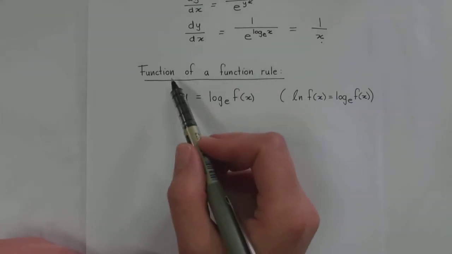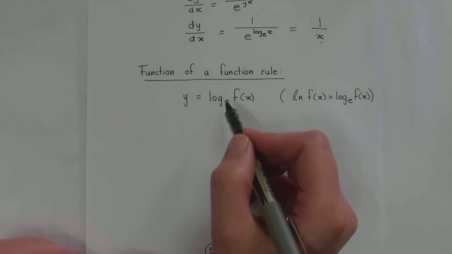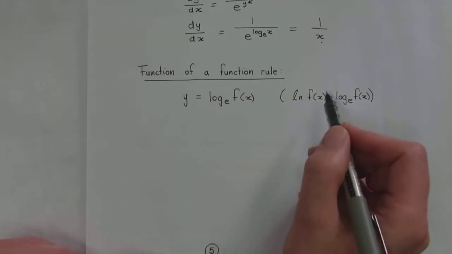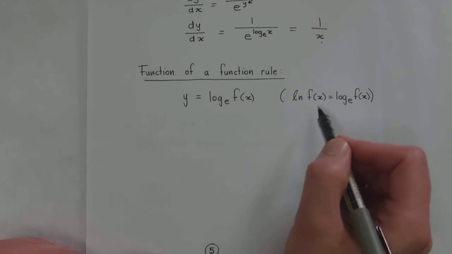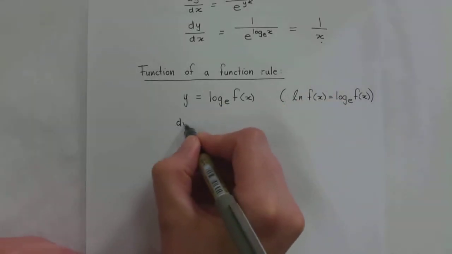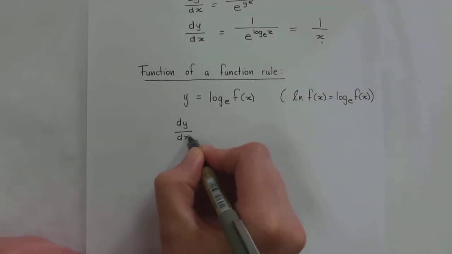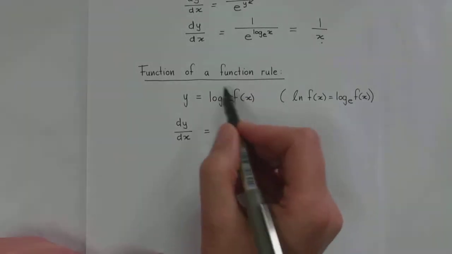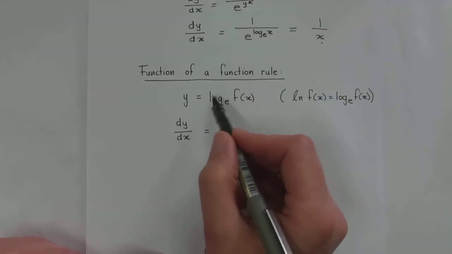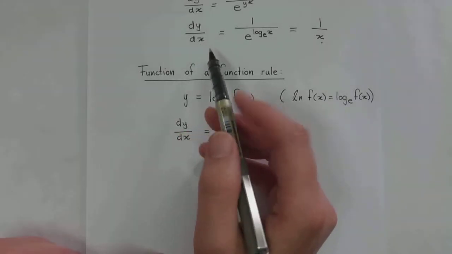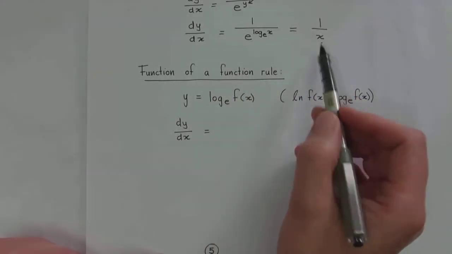the function of a function rule, meaning I'm not always going to get the ln of x. Sometimes I'm going to get the ln of f(x), so there will be an inside function again, just like with e to the power of x. And then what I have to do is I have to say dy over dx is then going to be equal to, and now watch carefully, because the outside function in this case is that log e. And we've just established that the derivative of log e x or ln x is 1 over x.